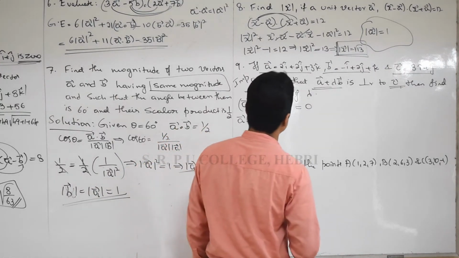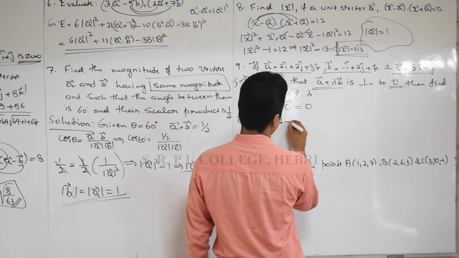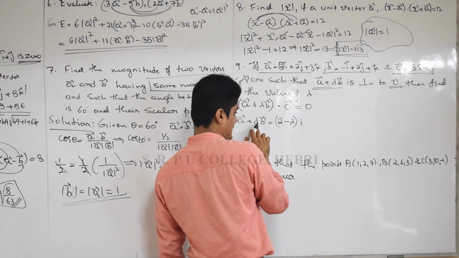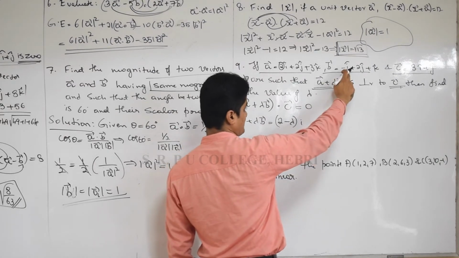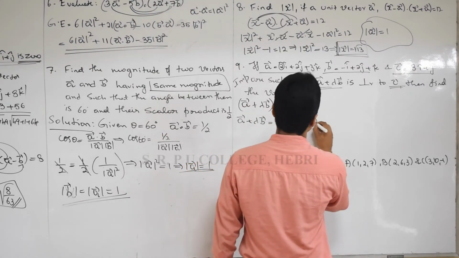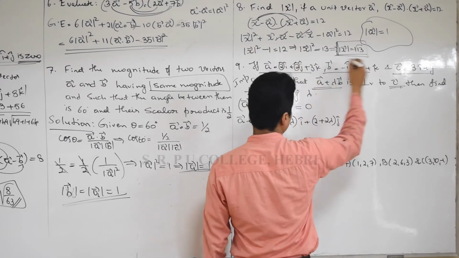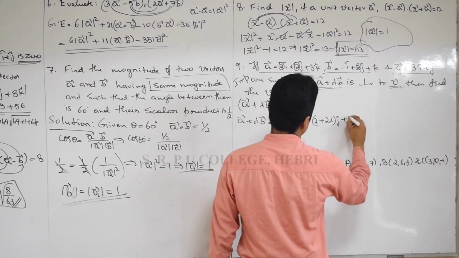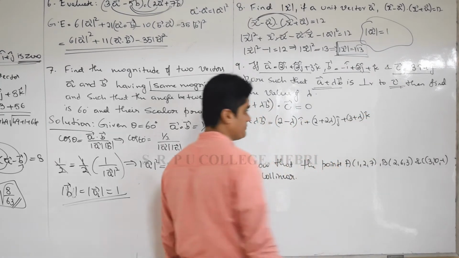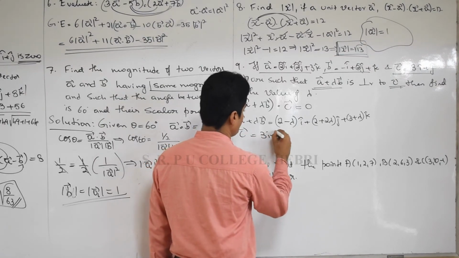So what is vector A plus lambda B? The coefficient of i in A plus lambda times the coefficient of i in B, which is minus 1: so 2 minus lambda, i cap. Then 2 plus 2 lambda, j cap. Last, 3 plus lambda, k cap. This is vector A plus lambda B. Vector C is already known, 3i plus j.